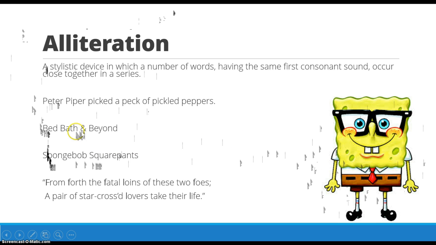And we don't just see it in little kids' rhymes and around the world, but our friend Shakespeare has used it as well. And this, of course, comes from Romeo and Juliet, and we can see the repeated initial F and L consonant sounds here. From forth the fatal loins of these two foes, a pair of star-crossed lovers take their life. Hooray, alliteration, repeated sounds at the beginning of words.